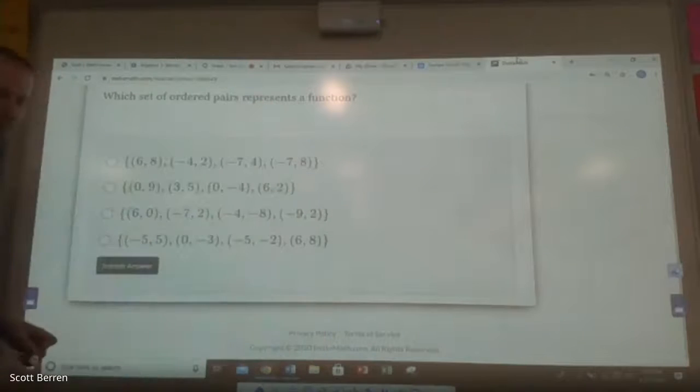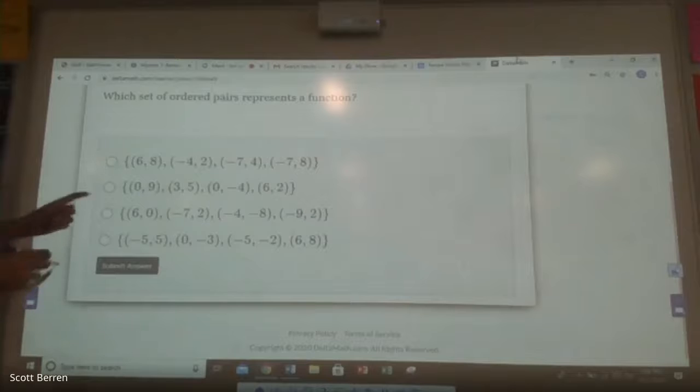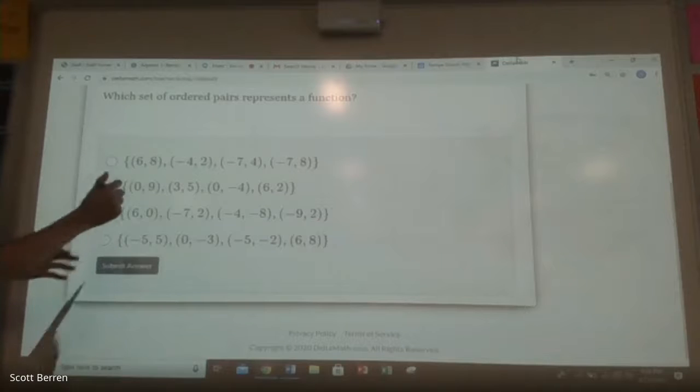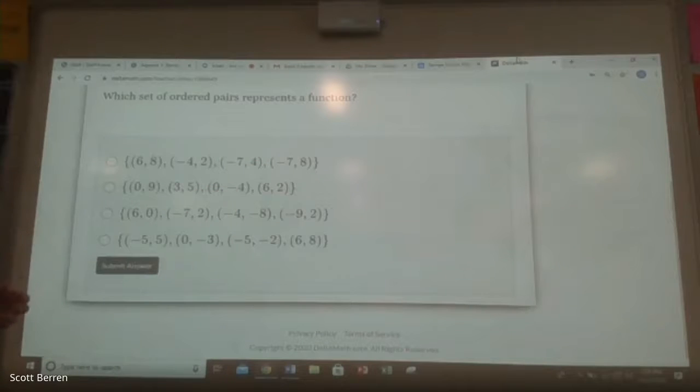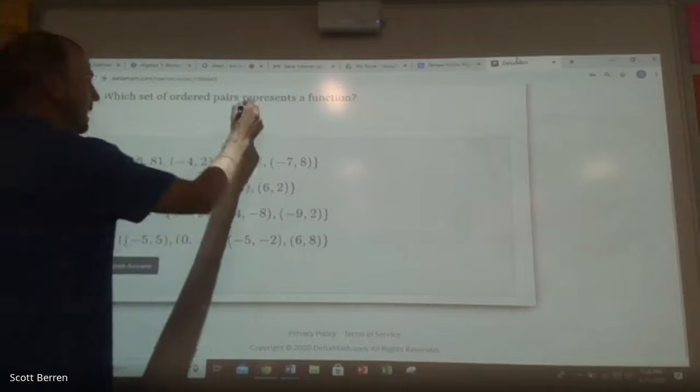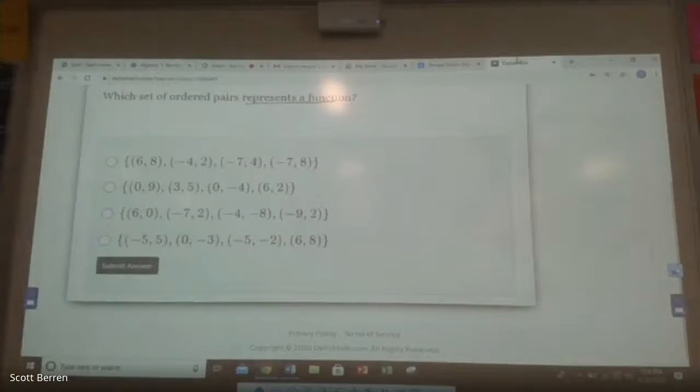Delta Math, it says, which set of ordered pairs represents a function? Well, first we have to know what an ordered pair is. 6 and 8, that's an ordered pair. It's two numbers, they go together. -4, -2, -7, 4, -7, 8, those are all ordered pairs. And you can see I've got 4 choices here. So what we're going to be doing in this problem is selecting one of these choices for which one of these ordered pairs represents a function. So that means that 3 of them are going to be the wrong answer. 1 of them is going to be the correct answer. Okay?